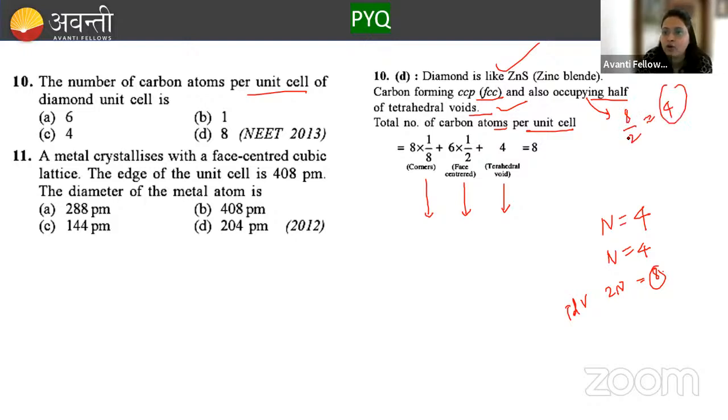4 atoms will be present at the tetrahedral voids. So here comes 1 plus here 3 plus here 4. So how many atoms are present? 8. How many atoms are present per unit cell? 8 atoms are present per unit cell. Very, very good question. Right? Any doubt in this? Next problem.